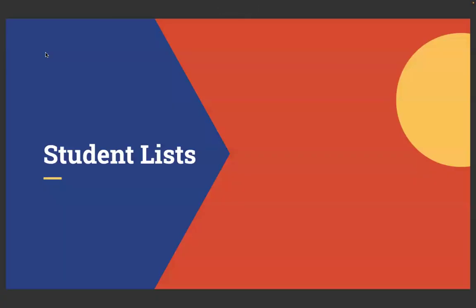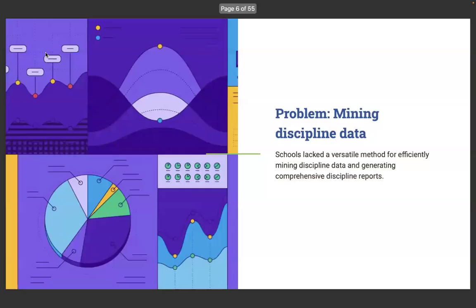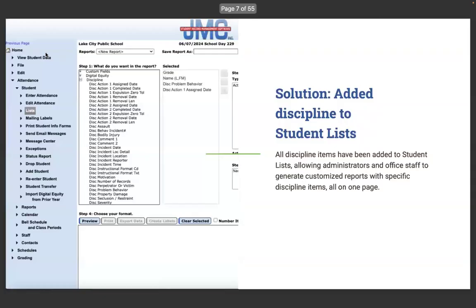So let's kick things off with student lists in JMC Office. So one of the problems that our users encountered was the lack of a versatile method for efficiently mining discipline data and generating comprehensive discipline reports. So our solution was to add discipline to student lists.